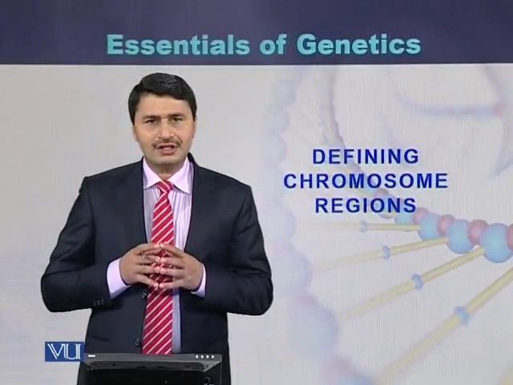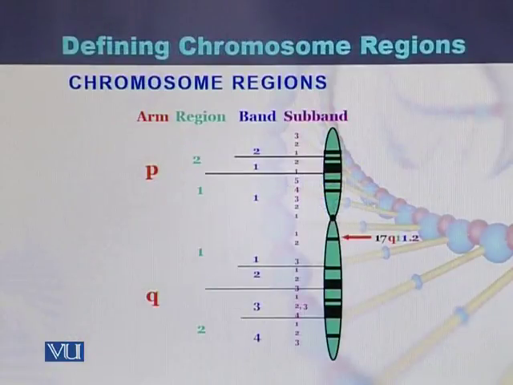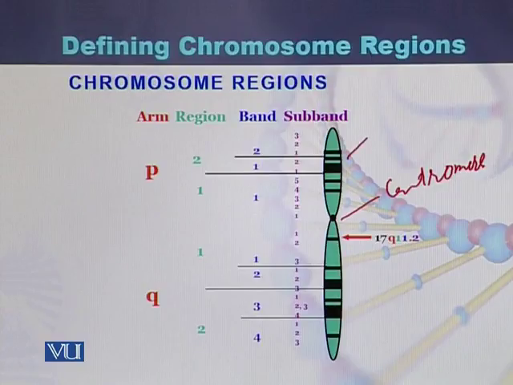Defining chromosome regions. If we take the example of a typical chromosome, it consists of a centromere that is present in the middle, and it consists of two arms. This is the arm of the chromosome and this is the second arm of the chromosome. So a typical chromosome consists of a centromere and two arms.